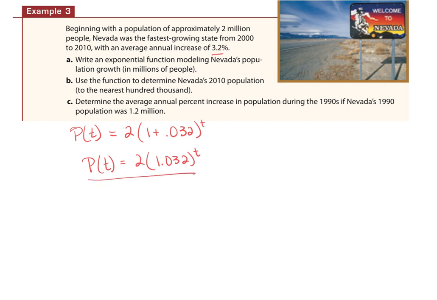Then they want to determine what it looked like in 2010. So this is starting in 2000. They started with 2 million. So in 2010, that is 10 years later. So I'm just going to take this guy and plug in a 10. I'm going to say, well, my population after 10 years then is going to be 2 times 1.032 to the 10th power. That is approximately, by the way, 2.7 million. All right.